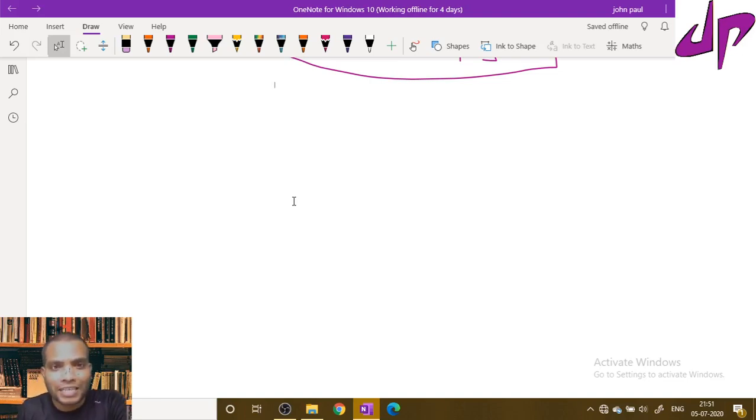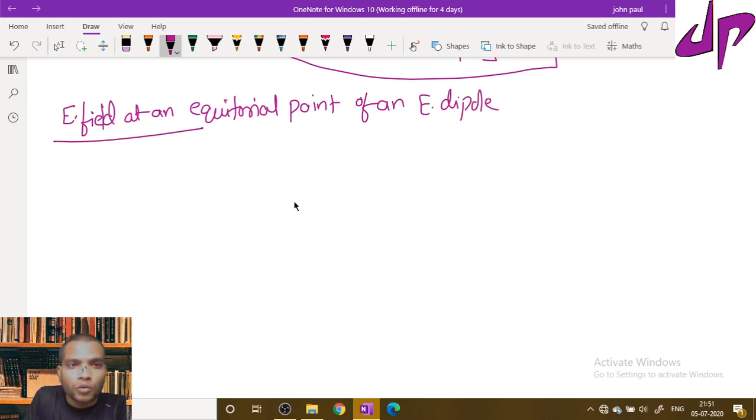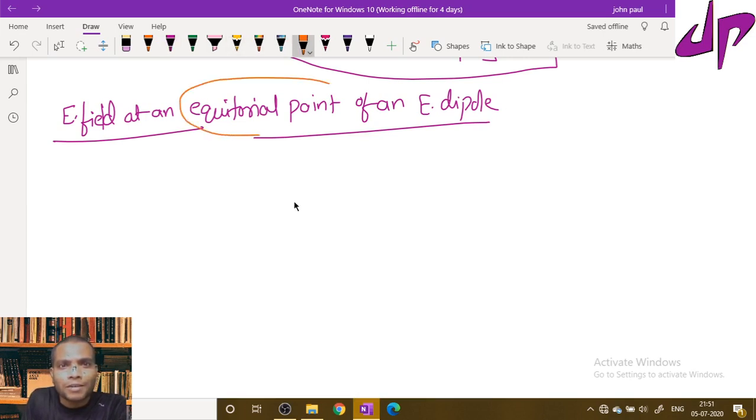Electric dipole. Second case, the electric field at an equatorial point. Electric field at an equatorial point of an electric dipole. So we need to find the electric field of an electric dipole. Now in this case it is at an equatorial point. What is an equatorial point?